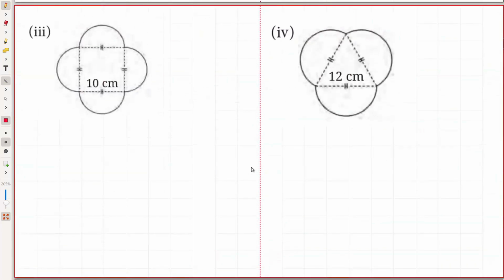Third question. Here also they are asking the perimeter. Perimeter means only the outer part. Everywhere the diameter is given, so find the radius. The radius is going to be 5. So the length of a semicircular arc. How many arcs? 1, 2, 3, 4 arcs. Perimeter is equal to 4 into the length of an arc.